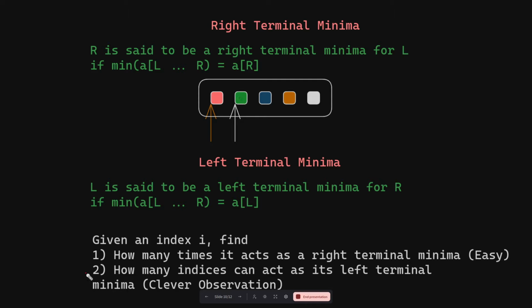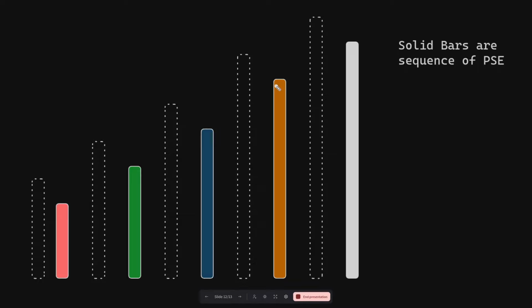But how do you find out the number of indices to the left of the white element that will act as its left terminal minima? This requires a clever observation which we will see in a while. In this diagram, orange is the previous smaller element of white, blue is the previous smaller element of orange, green is the previous smaller element of blue, and so on. And the dotted lines are the elements that are in between the PSEs.